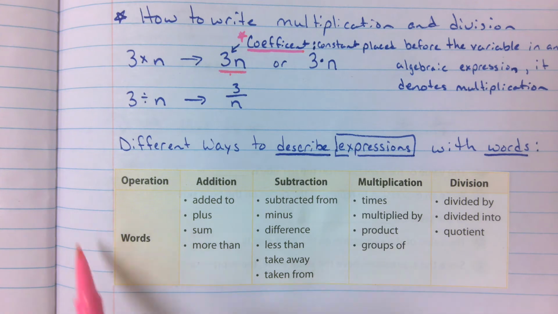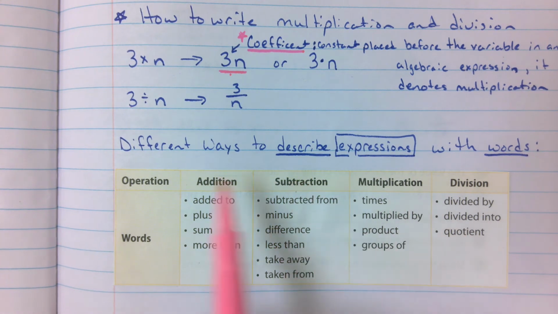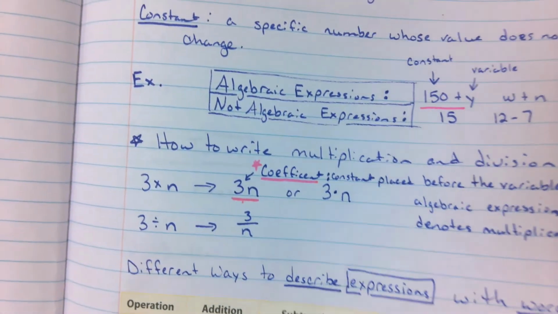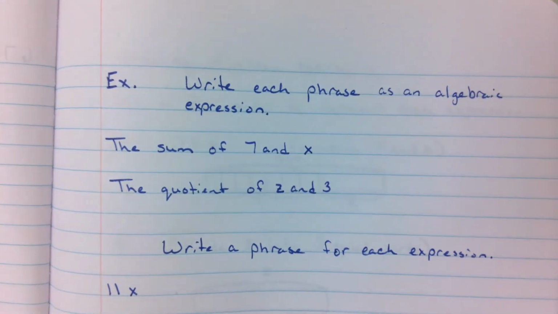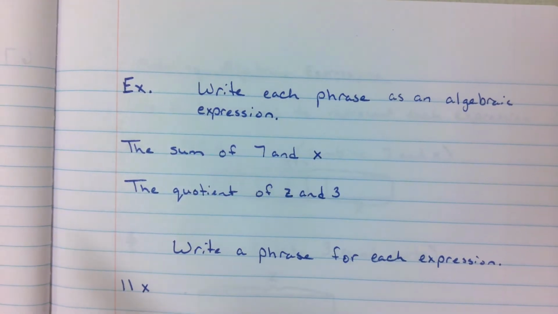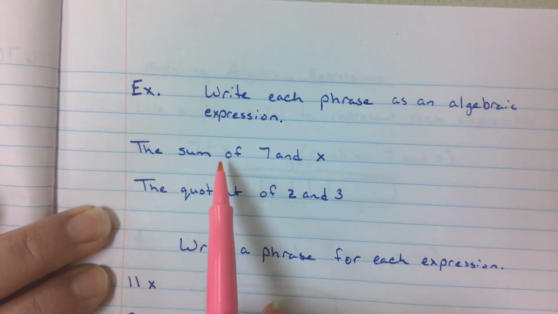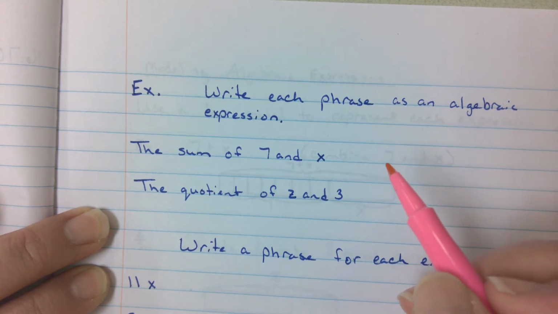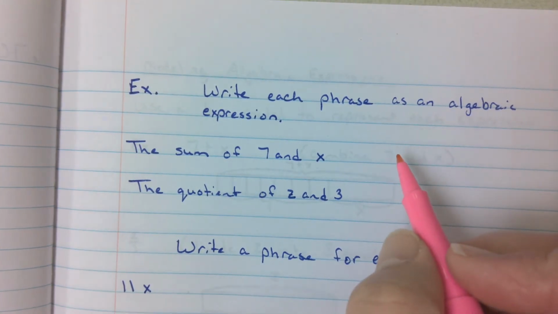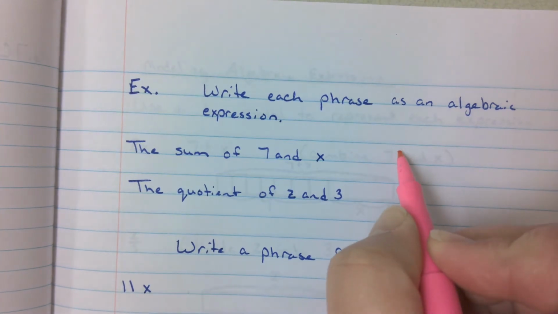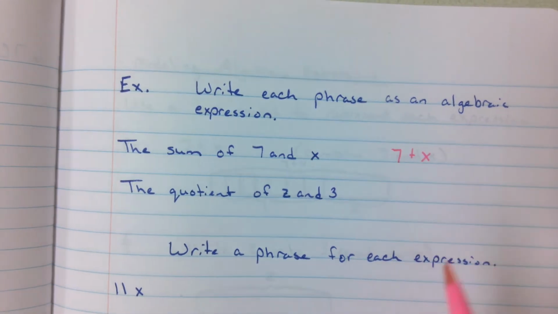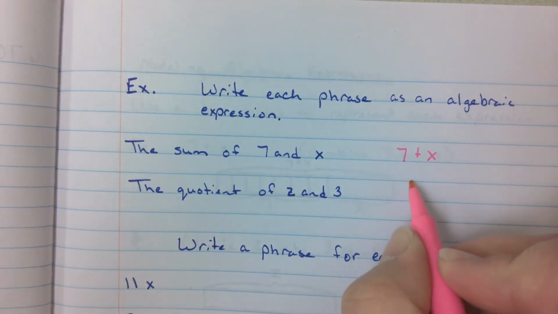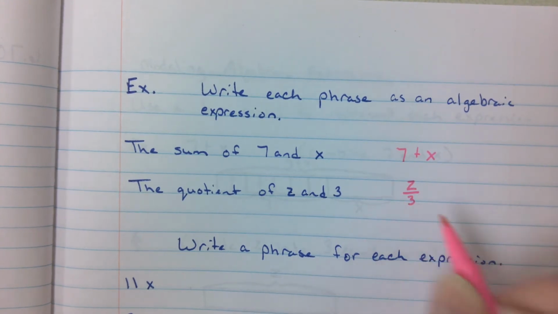Okay. These are really words that you need to be looking at and using. I would make this chart in your math journal and use this as you're going through the homework. All right, so some examples. Write each phrase as an algebraic expression. The sum of 7 and x. For this, we're just going to write 7 plus x. The quotient of z and 3. z divided by 3.